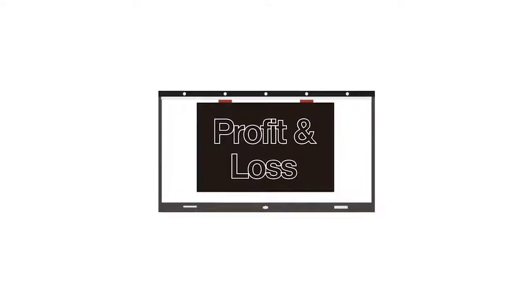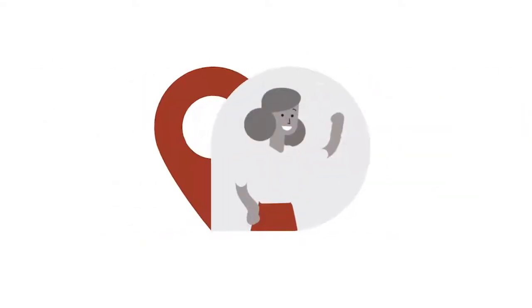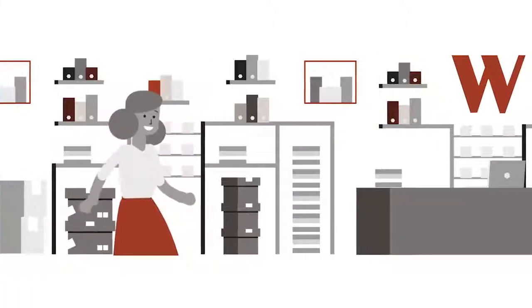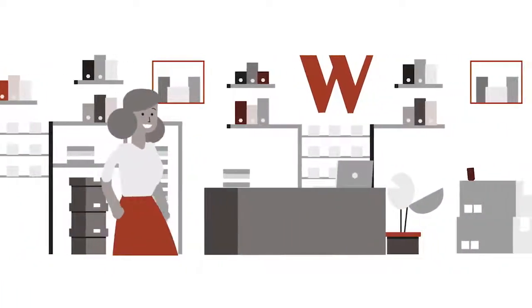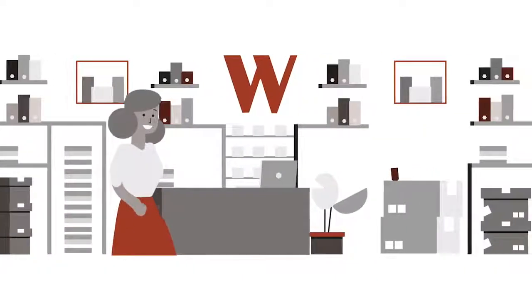So how can you positively manage your P&L? Let's take a look at how Kim does it. Kim is a branch manager at Wolseley. She knows how important it is to keep a close eye on the profit and loss and is always looking for ways to improve it.